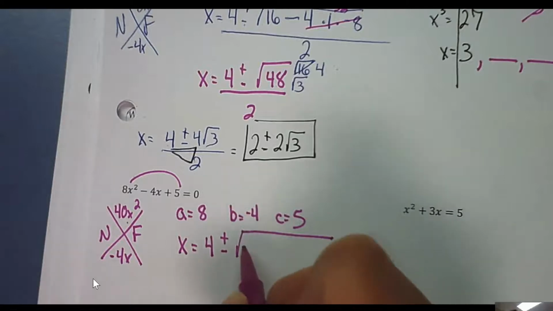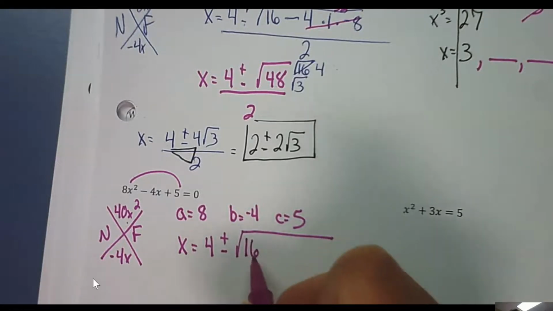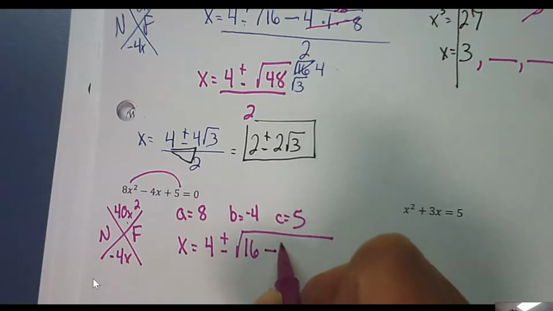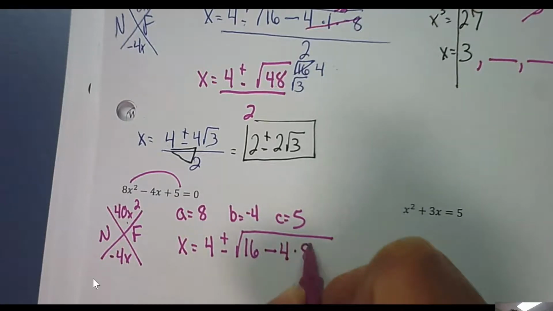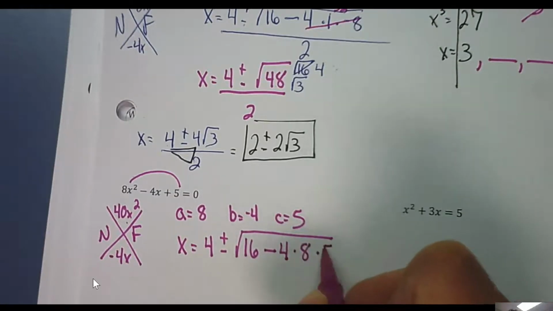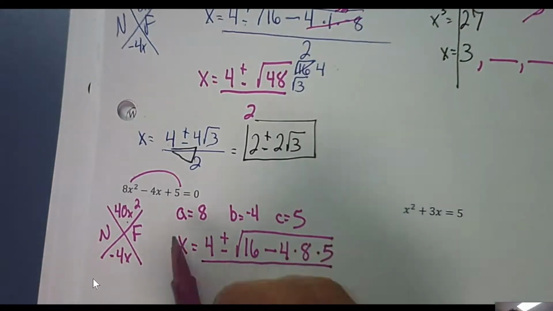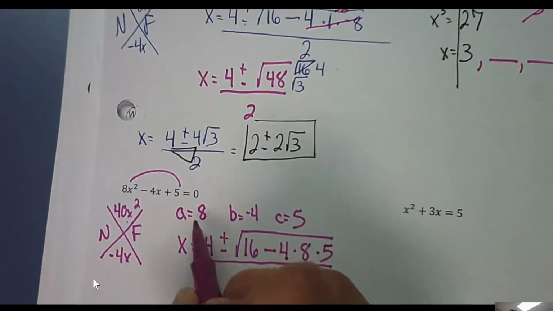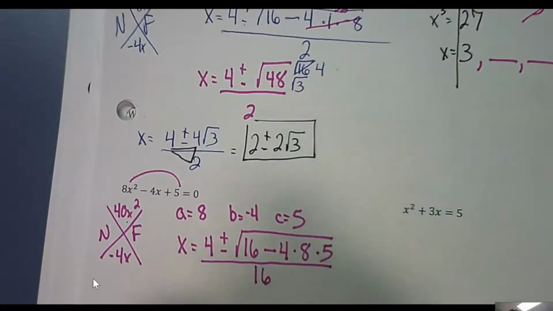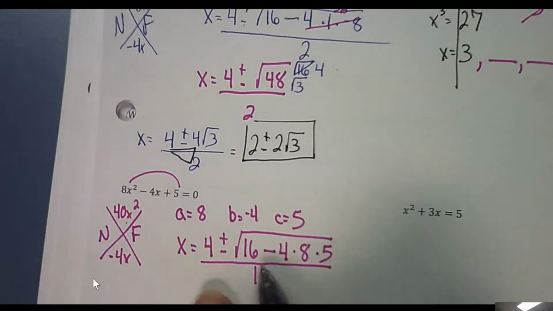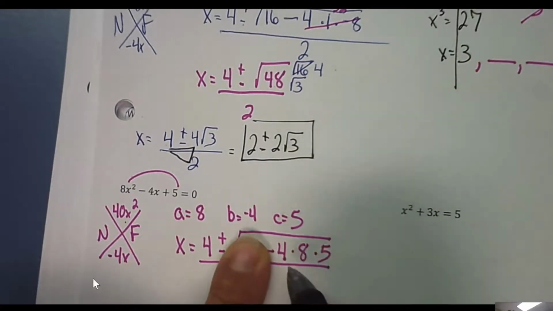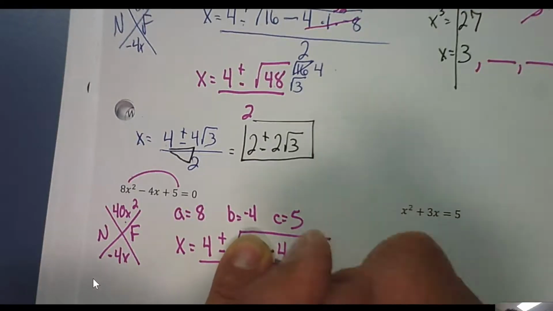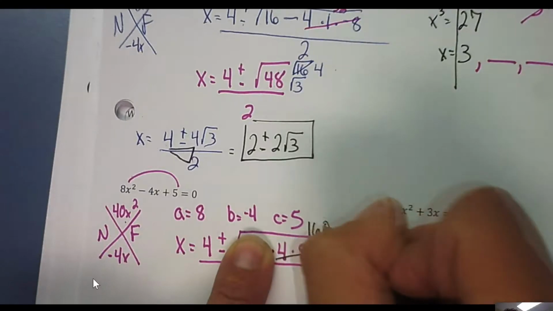-4 squared in my head is -4 times -4. This number is always positive. Then minus 4 times A times C. And then it's all over 2A. 2 times A, so 2 times 8, which is 16. And again, where I start is inside the radical. So subtraction or multiplication, I'll multiply. I'd like to do 8 times 5 for 40, and then 40 times 4, and I get 160.